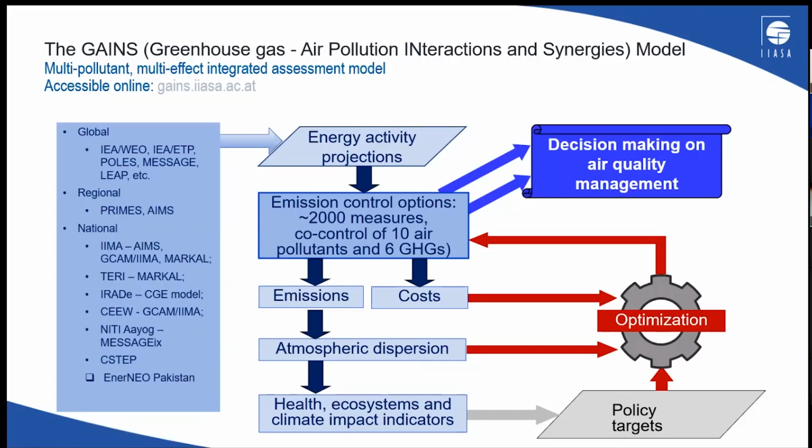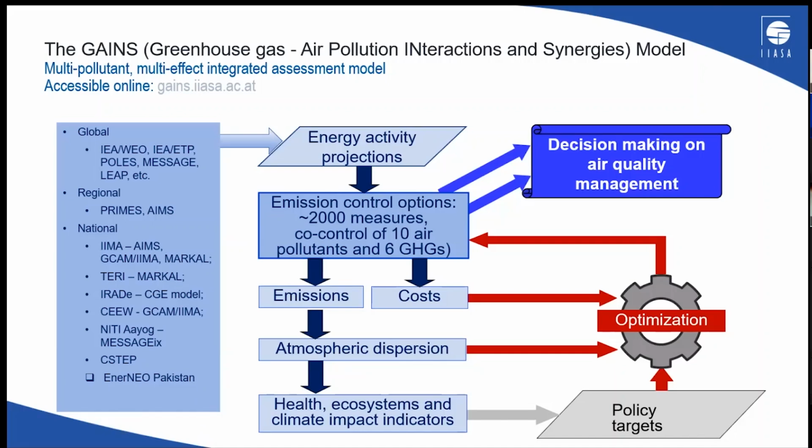First I will show the examples from India. In India, there is a modeling group at the Indian Institute of Management Ahmedabad. They are our collaborator also. They use the AIM model. They also use the GCAM model. The GCAM model was developed by the Pacific Northwest National Laboratory, and IIM Ahmedabad has developed the Indian version of the GCAM model, now known as GCAM-IIMA, and they also have the MARKAL model.